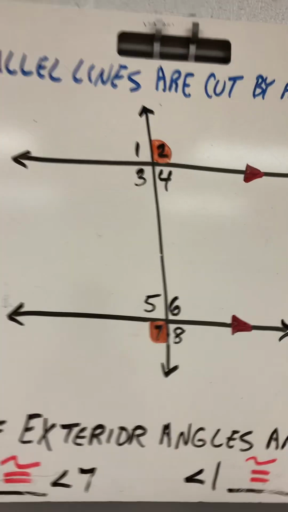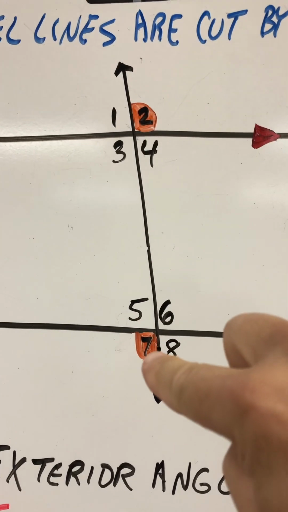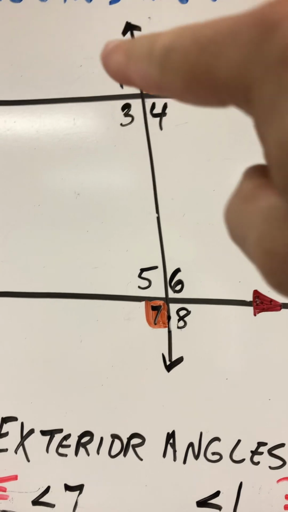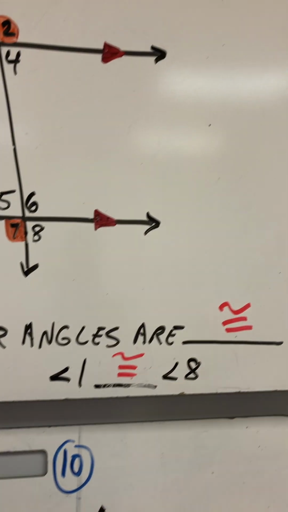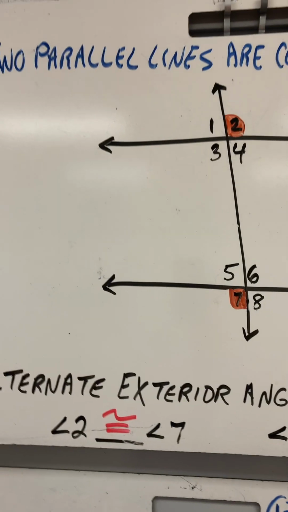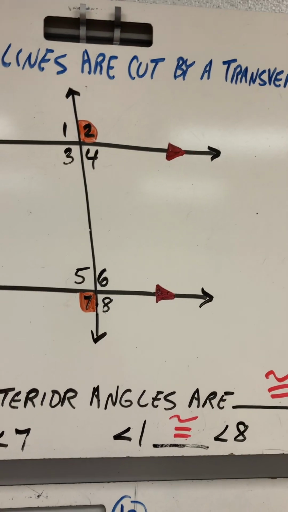Also, alternate exterior angles are congruent. Angle 2 is congruent to angle 7. Angle 1 is congruent to angle 8. Alternate exterior angles are congruent. Angle 2 is congruent to 7, and 1 is congruent to 8.